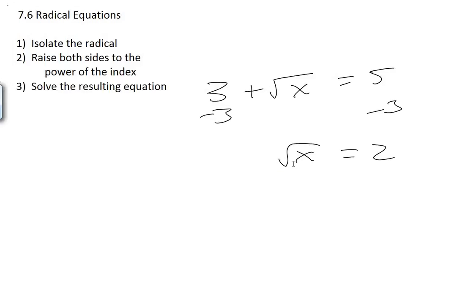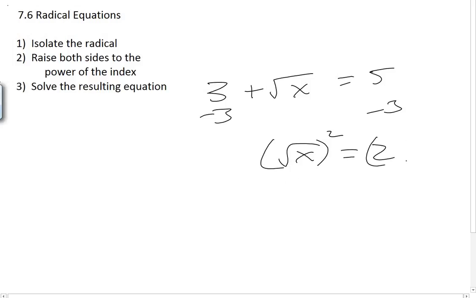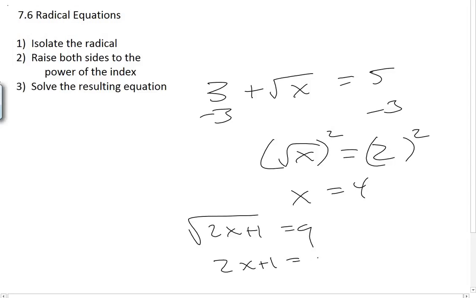The third step is that once you raise both sides to the power of the index, you're going to have an equation that you know how to solve. Sometimes you're done right away, but like I said in the case of the square root of 2x plus 1 equal to 9, when we squared both sides earlier, we got 2x plus 1 equals 81. This is an equation that you know how to solve, so you should finish solving it. The point is, though, that there are 2 types of equations that are going to turn out. Either it's going to be linear or it's going to be quadratic.